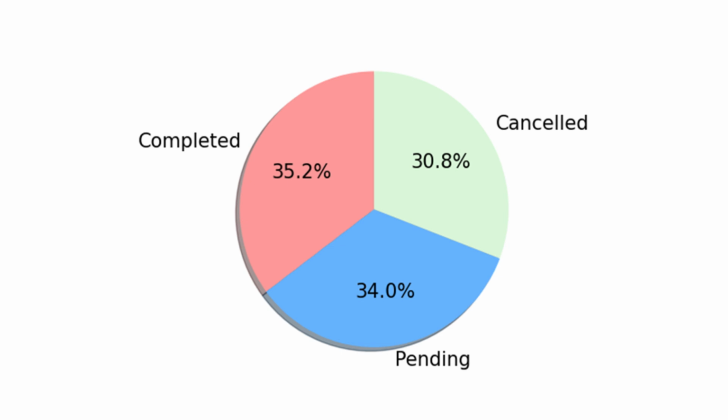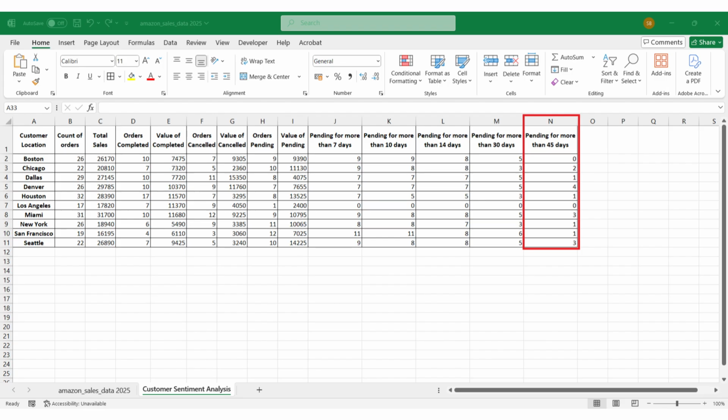That's just over 1/3. The rest, well, 30.8% of the orders were canceled, and another 34% are still pending as of April 2nd, 2025, meaning they haven't been fulfilled yet. This is a clear indicator of potential fulfillment or logistics issues. But it gets more alarming when we zoom in further.